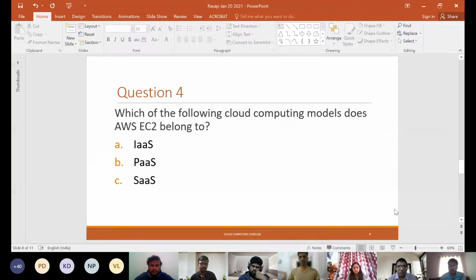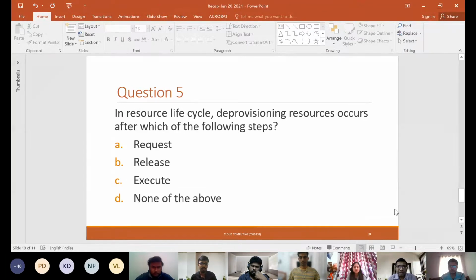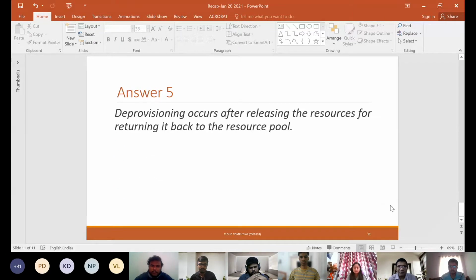In resource lifecycle, deprovisioning resources occurs after which of the following steps? Request step, release, execute, none of the above. Release step, sir. You remember exactly what we spoke last class. Very good. So deprovisioning occurs after releasing the resources, for returning them back to the resource pool. Very good.